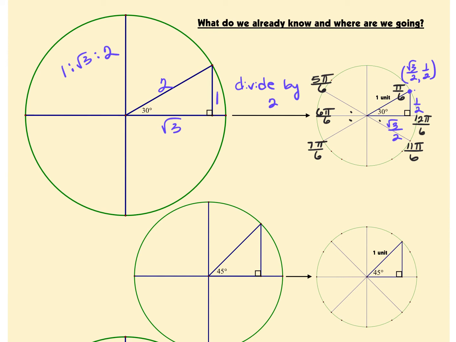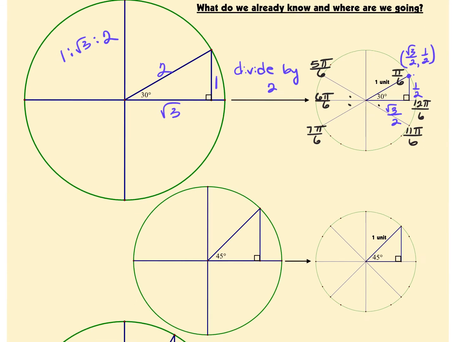So what I want you to really be thinking about is not memorizing these numbers. I want you to know 30 degrees is pi over 6, and then these 3 spots are 1 less, 1 more, and 1 less, so that you can always easily calculate it. If you know this is 6 pi over 6, then it's 1 less, 1 more, and 1 less.